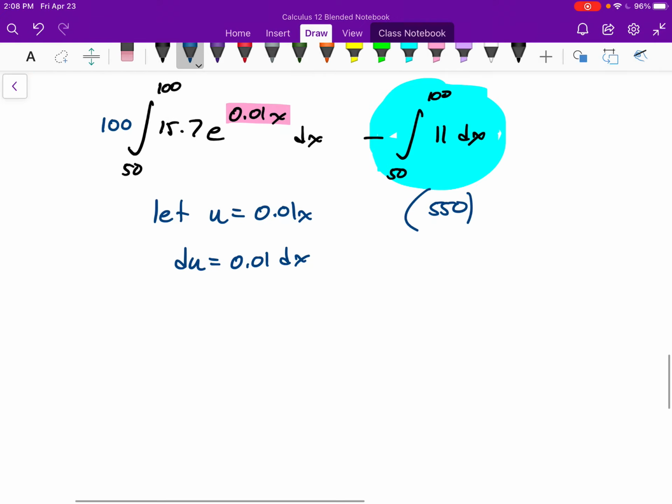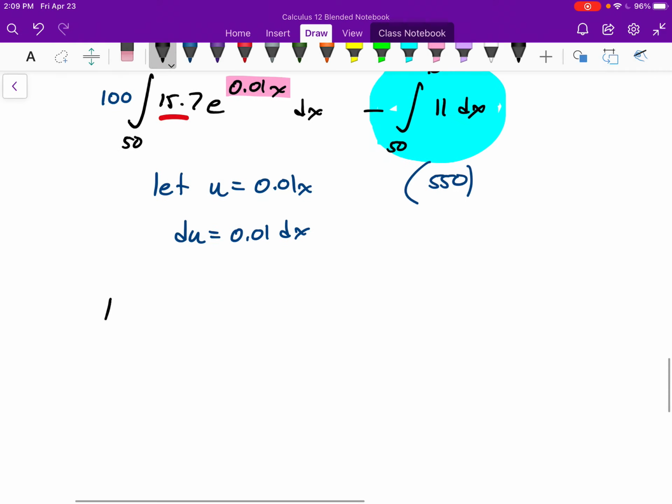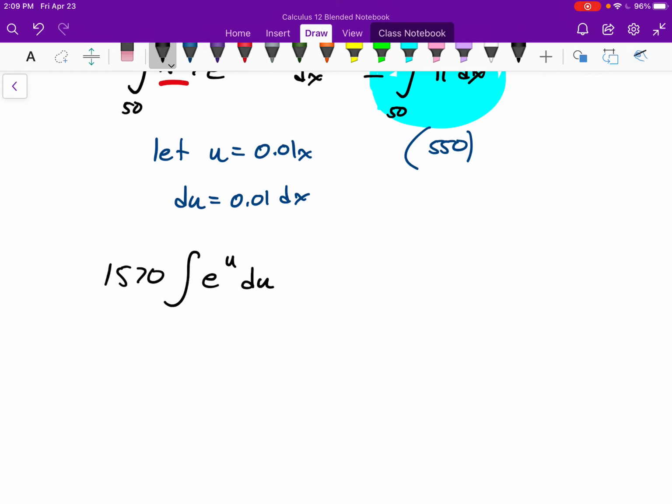All right, so now focusing on the integral on the left, I have 100 times 15.7. Actually, the 15.7, let's take that out too. So take that 15.7 out of the integral. 15.7 times 100 is 1,570, even better. There we go. Integral of just e to the u, du. And the antiderivative of e to the power of u is e to the power of u, and then times 1,570. And I want to integrate this from 100 to 50.